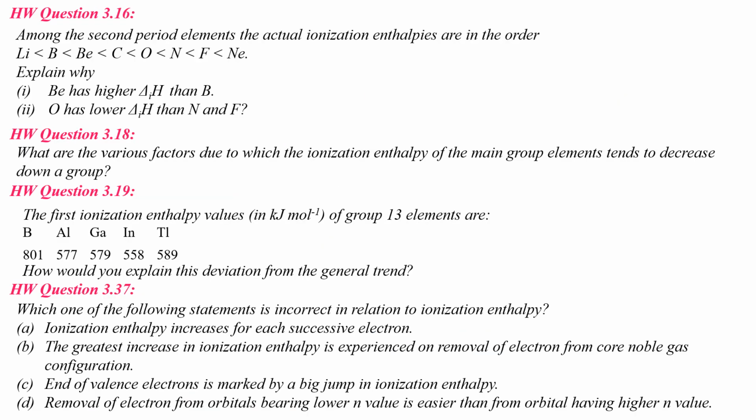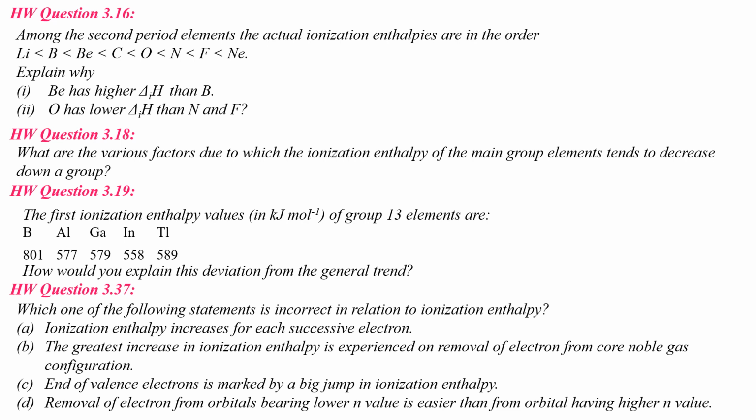Students, work out questions 3.16, 3.18, 3.19 and 3.37 as your homework. Question 3.16: Among the second period elements, the actual ionization enthalpies are in the order given. Explain why beryllium has higher ionization enthalpy than boron, and oxygen has lower ionization enthalpy than nitrogen and fluorine. I've explained about this in this video, so you can listen, understand and write the explanation for the questions asked. Clear?